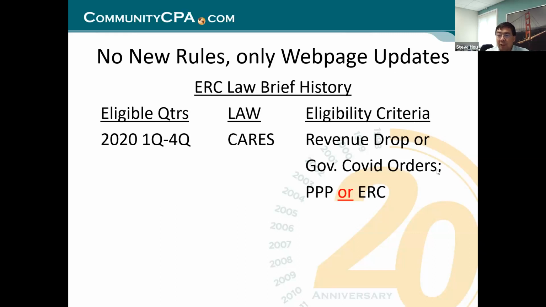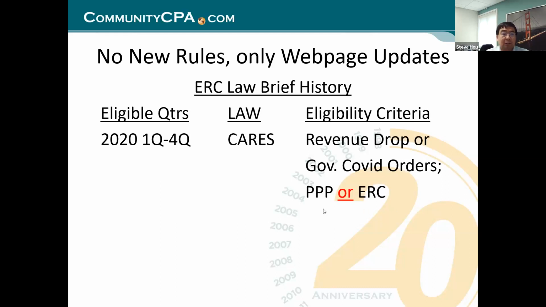So it's a government COVID order that suspended your operation either fully or partially, and then you may be eligible for ERC during the period when the government order was in effect. Also, one of the big things introduced in the CARES Act was the PPP program. The CARES Act itself did not make it clear whether the PPP and the ERC can be claimed by the same employer, under both programs.